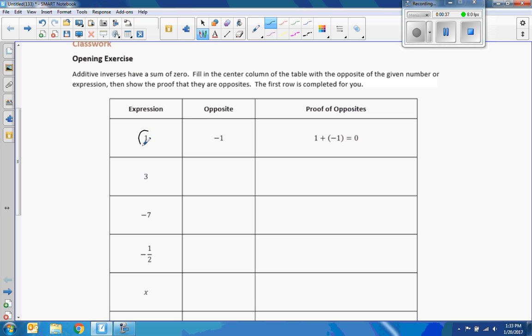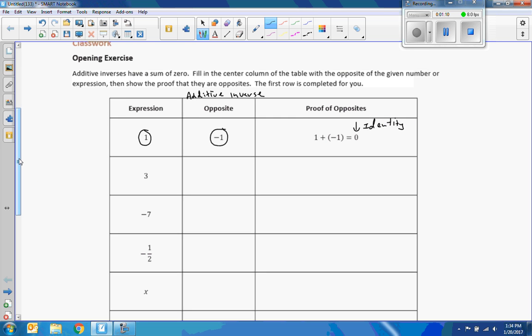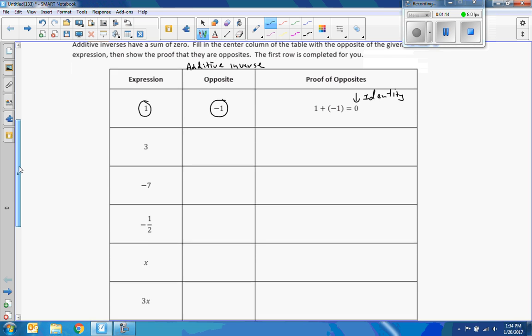So we were given the expression 1. The opposite of 1 is negative 1. Additive inverse. Okay, so opposite is the same as additive inverse. Okay, just put that up there. And then proof of opposites, and we're going to add the opposites, and we should get 0, which is the additive identity. Okay? That's what proves something's an inverse. If you add two inverses, the answer is the identity.